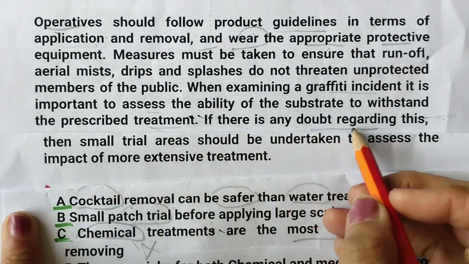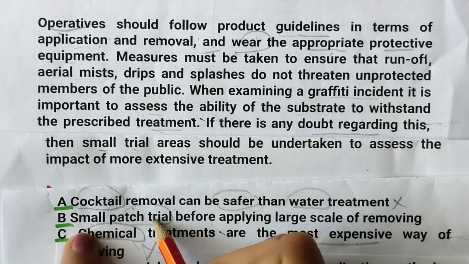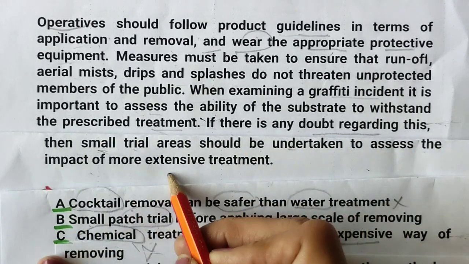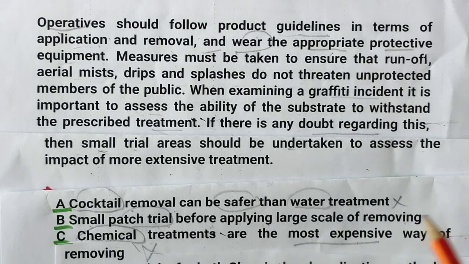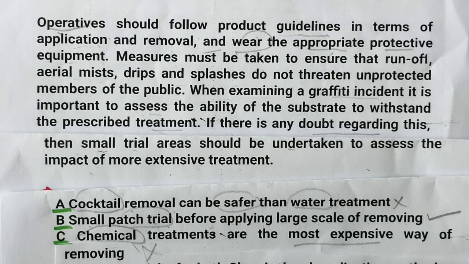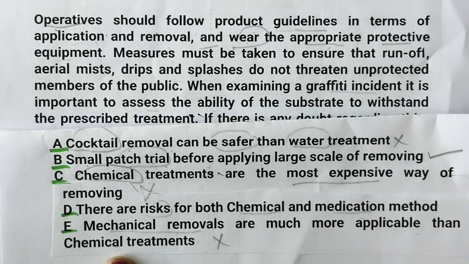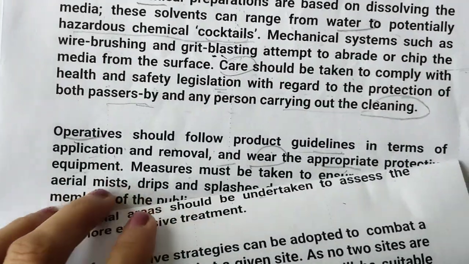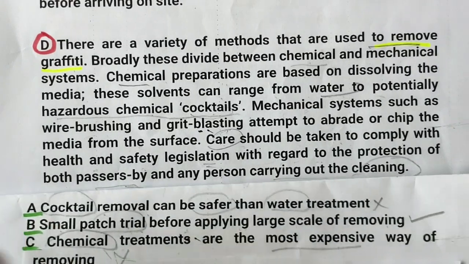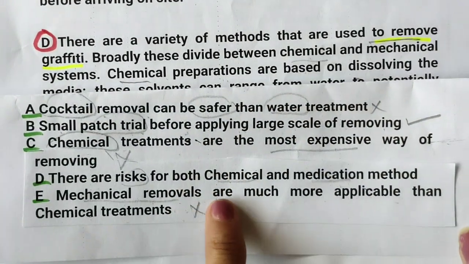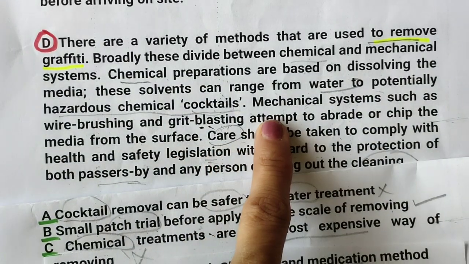Here it is given, if there is any doubt, then the word small is there, the word trial is also there, should be undertaken to assess the impact of more extensive treatment. Small patch trial before applying large scale of removing, this definitely will come. And there are risk for both chemical and medication method. Okay, so here medication method. Medication word I have not found anywhere. Chemical word is there. I think they have written the wrong word here. Chemical and mechanical method they may be talking about.